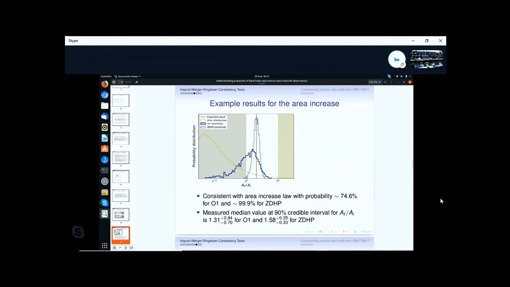The plot shows the distribution of the ratio of the final area to the initial area. The shaded region on the left, the one which starts at 1 on the x-axis, anything to the left of the white region is a violation of the area increase law. Anything to the right is the law being satisfied. And the yellow line shows, based on the priors we had in the study on the masses and the spins and so on, what the priors on the ratio of the areas are.